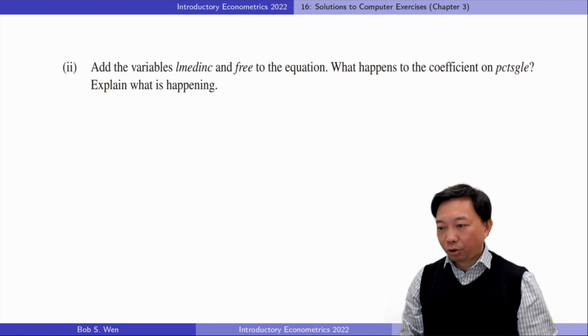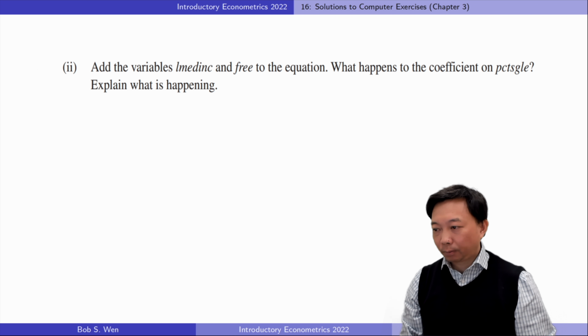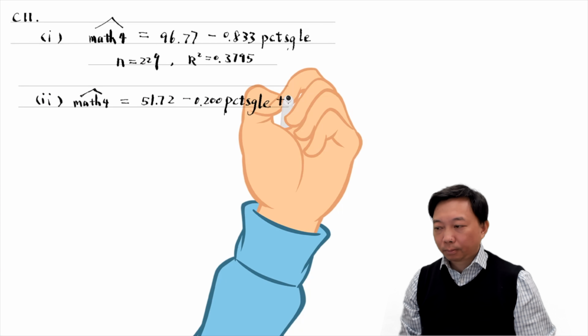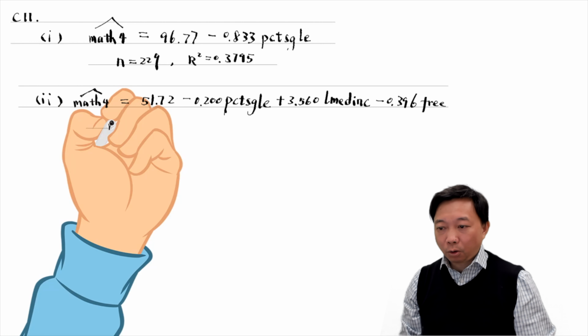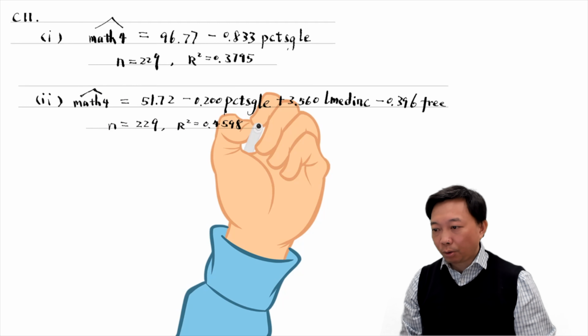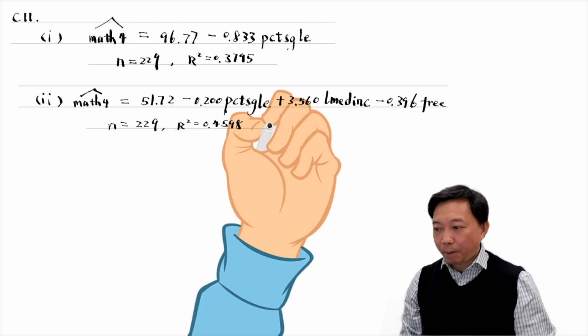For the second question, we add the two variables to the equation. The estimation equation is as follows. The size of the coefficient on the percentage of students in single-parent households drops. The negative effect of single-parent households on students' math performance becomes smaller and not significant.